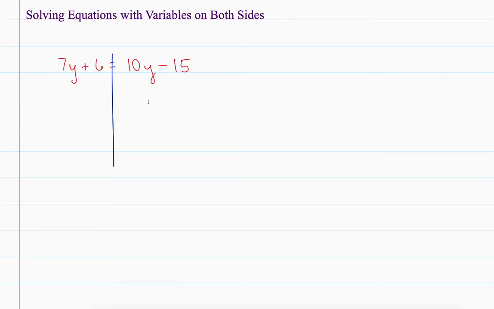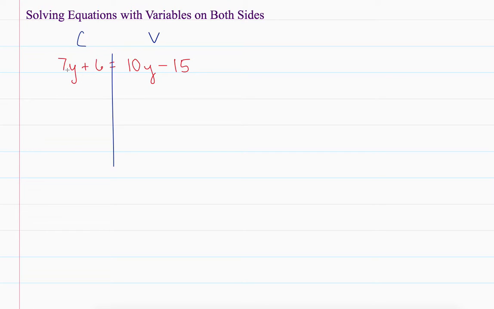The next thing I want to do is figure out a side for constants and a side for variables. Now let's just say that it really doesn't matter which side. So let's just put constants over here and variables over there. That means I'm going to get all my constant terms over here and all my variable terms over here. So let's start with the left side.